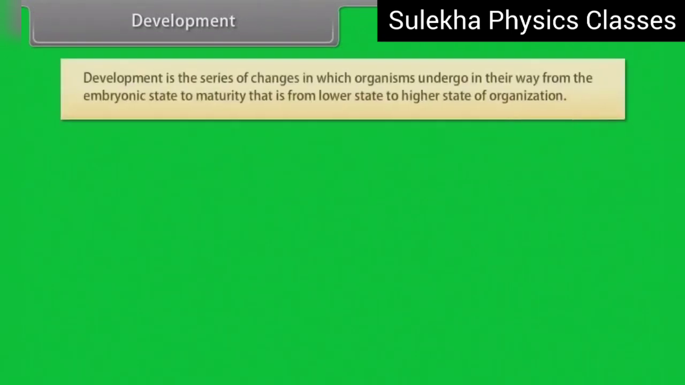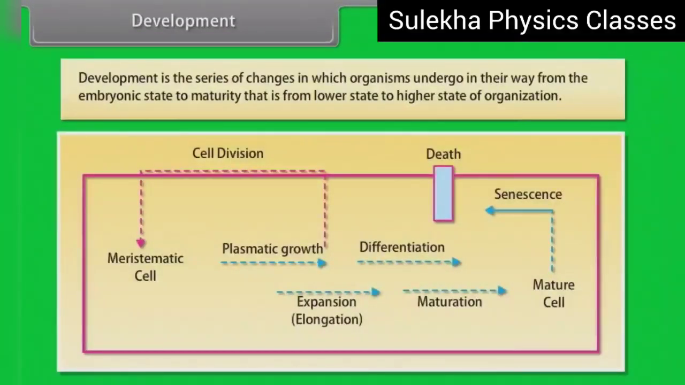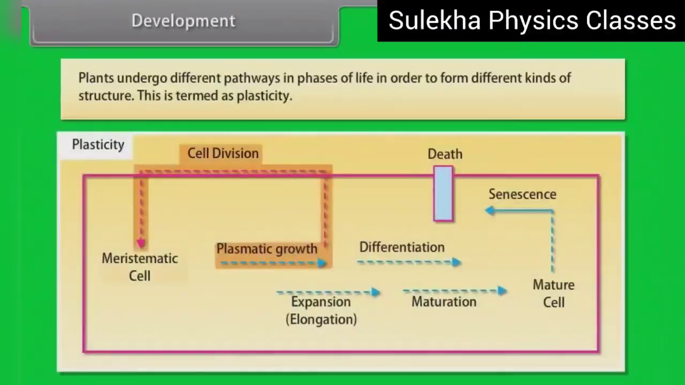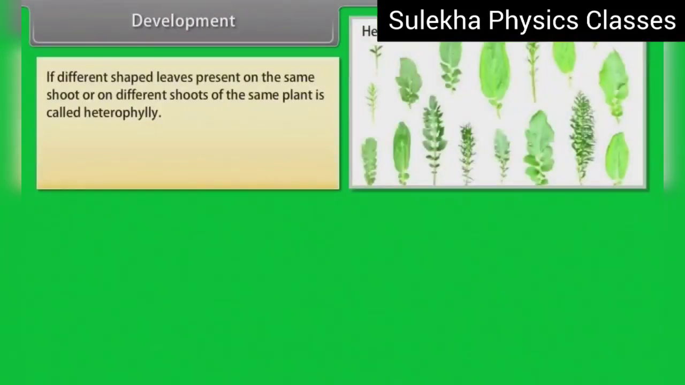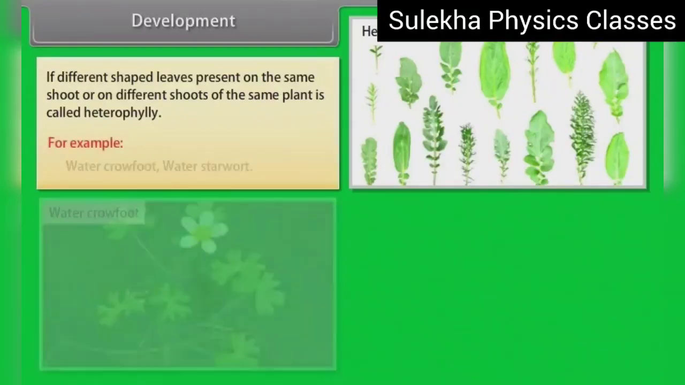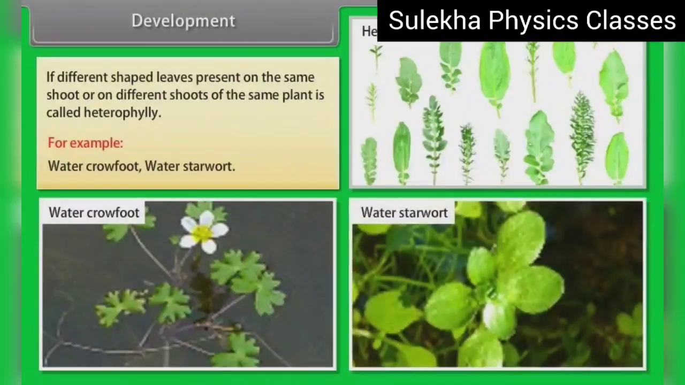Development. Development is the series of changes which organisms undergo in their way from the embryonic state to maturity, that is, from a lower state to a higher state of organization. Plants undergo different pathways and phases of life in order to form different kinds of structures. This is termed plasticity. If different shaped leaves are present on the same shoot or on different shoots of the same plant, it is called heterophyly. For example, water crowfoot, water starwort.